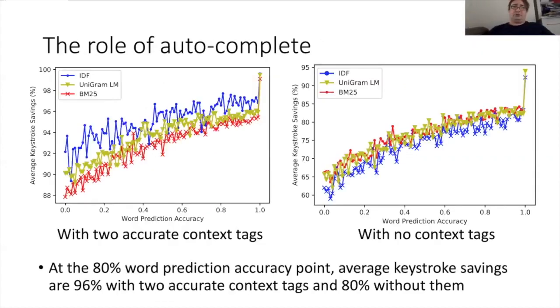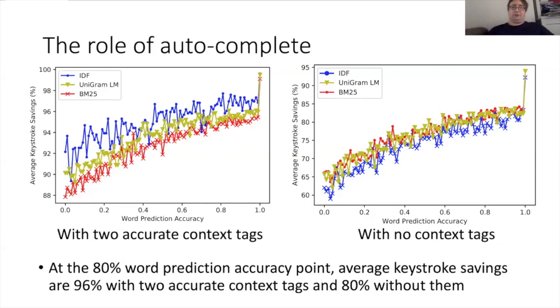This slide is showing the effect of word autocomplete. The left figure is showing average keystroke savings as a function of word prediction accuracy with 2 accurate context tags. So this assumes the 2 context tags are 100% accurate. As you can see, if we assume a word prediction accuracy of about 80%, the average keystroke savings in this case are 96%.